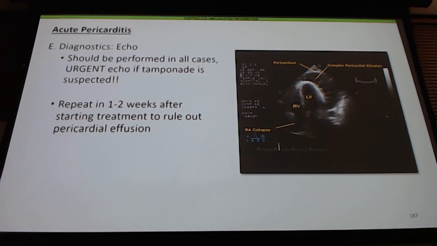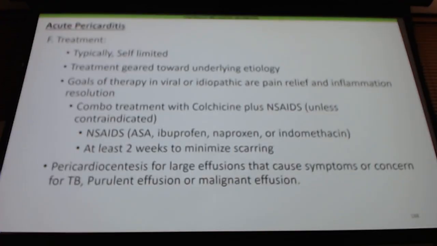Echo, you're going to want to get an echo of these patients because you're looking for any kind of complications associated with it. So you're using the echo to look for complications. If they don't have evidence of an effusion initially, then you're going to want to repeat this in 1 to 2 weeks because you want to make sure that they haven't developed a complication.